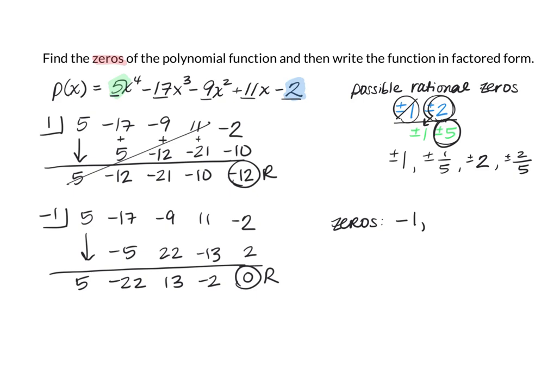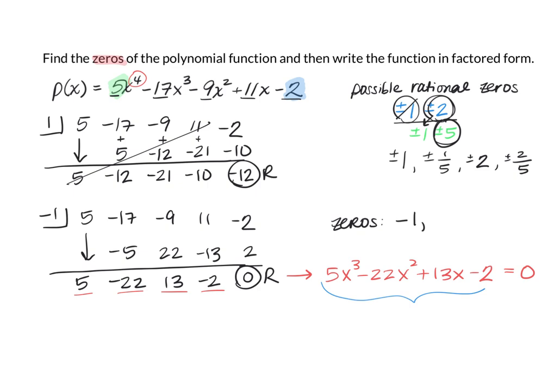Now, when we take a look at what is remaining from our synthetic division, this row here, the 5, -22, 13, and -2, those are the coefficients of our quotient. And since the original polynomial was degree 4, this quotient is going to be 1 degree less. So this is 5x cubed minus 22x squared plus 13x minus 2. And we're essentially setting this equal to 0 and trying to find the remaining 3 zeros. Now, if this equation were to factor by grouping, then factoring would be our most efficient method.